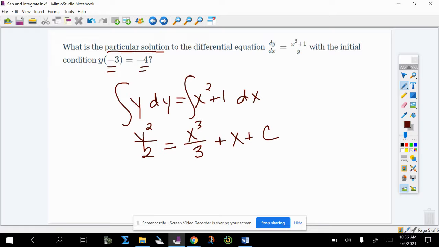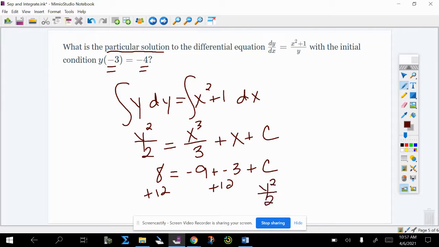Now, you can kind of decide how much simplifying you want to do. I wouldn't do a ton of simplifying at first, especially with ones like this that don't involve natural logs. I would plug in your x and y right away. So when I plug -4 in, I get 4 squared is 16 divided by 2 is 8. When I plug -3 in and cubed, I get -27 divided by 3 is -9 plus -3 plus c. So I get a -12. I'm going to add 12 to both sides. So I get 20. So that's my C value.